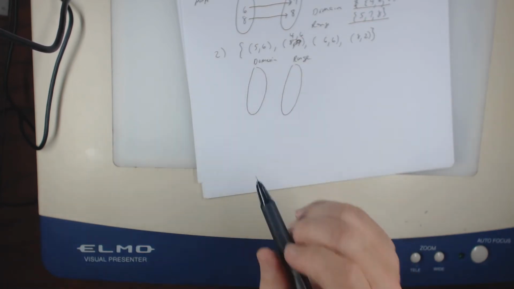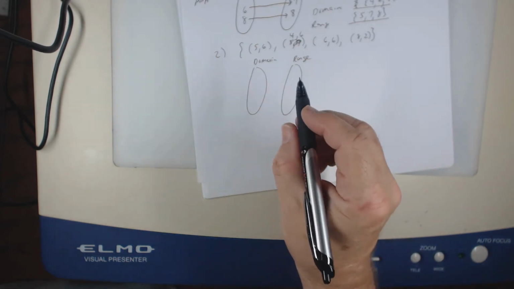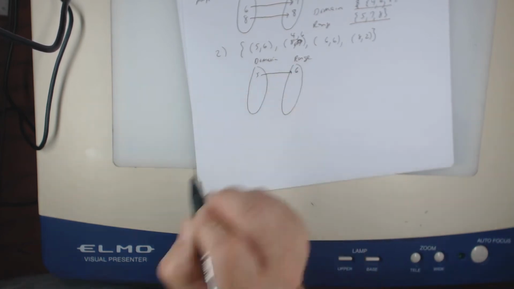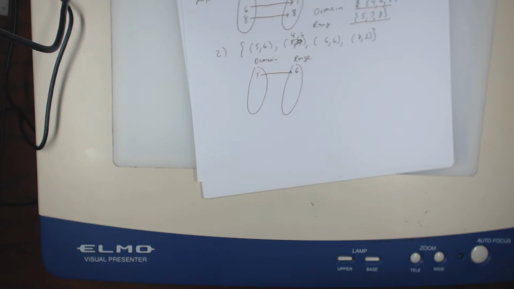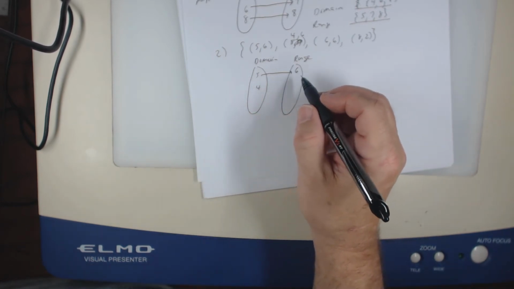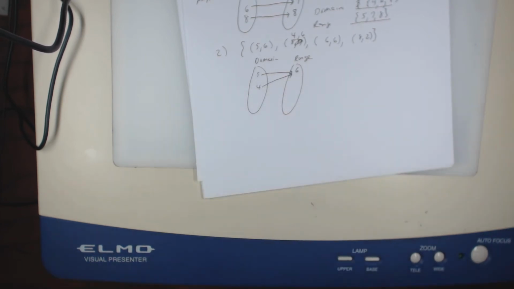Okay, so now when we list the domain and range, if it occurs more than once, only list it once. Okay? If you list it more than once, you're gonna mess up somehow. List it once. Okay, what's the first element in my domain? Five. It gets mapped to what? Six. Okay? What's the next element in my domain? Four. It gets mapped to six. I already have six listed. Don't list it again. So draw it like this. That's how you draw it.